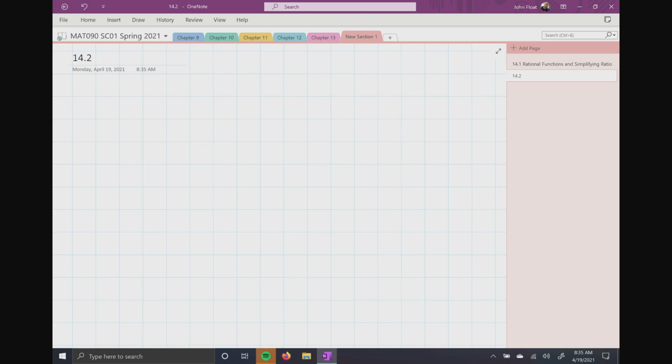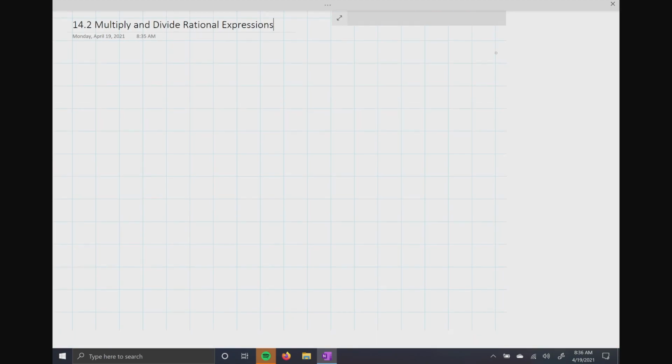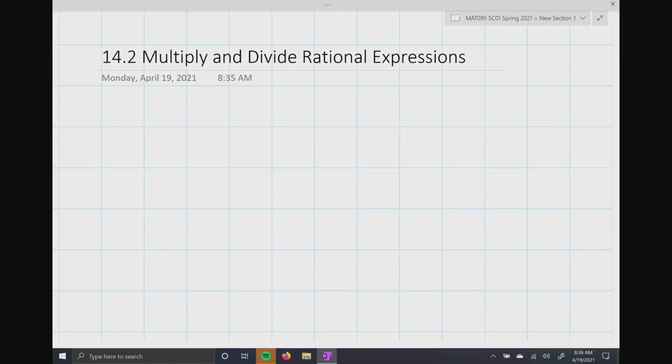When you learned fractions, you were taught to multiply first. Actually, multiply and divide. And we do the same exact thing with rational expressions. So we're going to learn how to multiply and divide rational expressions. And what's beautiful about this, if you already know how to multiply fractions, you already know how to do this. Okay? So let's go ahead and look at this.